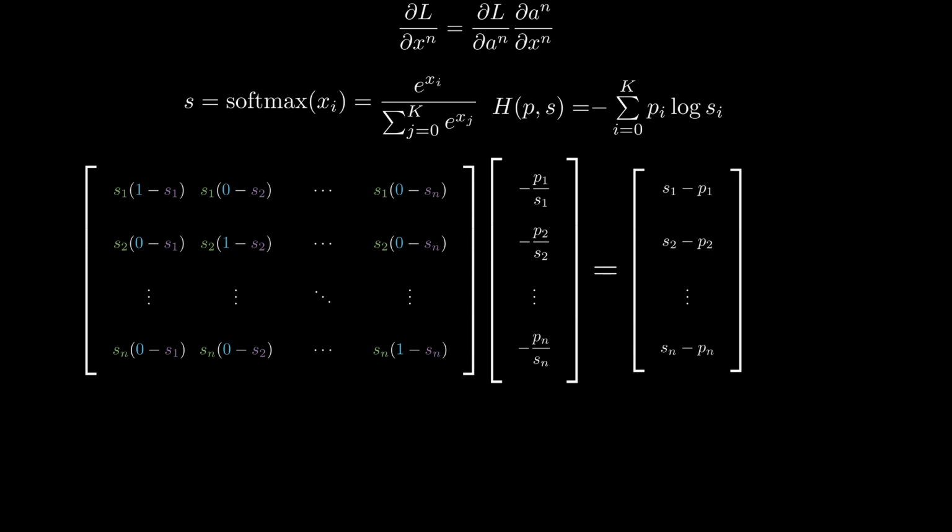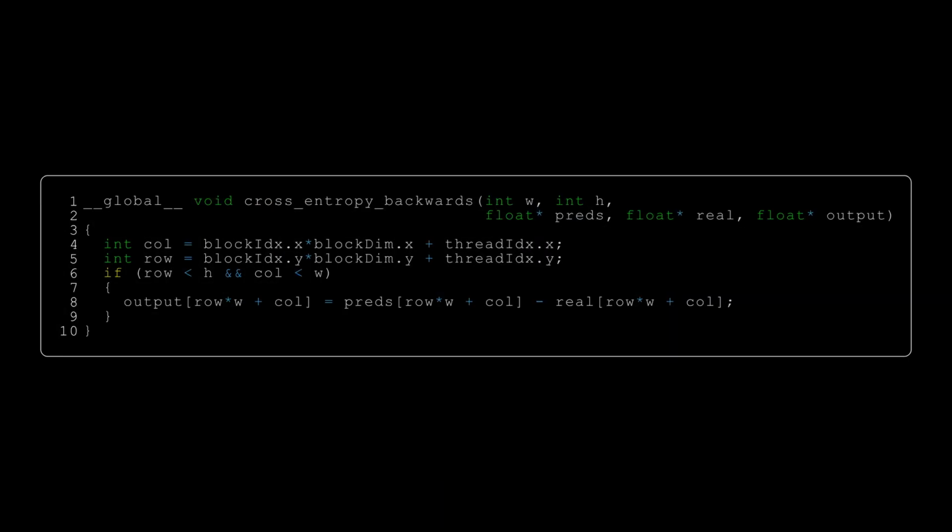Simplifying even further, it turns out that the derivative of our loss with respect to the inputs is simply just a vector subtraction of the softmax outputs and the true distribution. And this is the kernel that we'll use to calculate it. I won't go into details on it, as you should be familiar with all the patterns used.